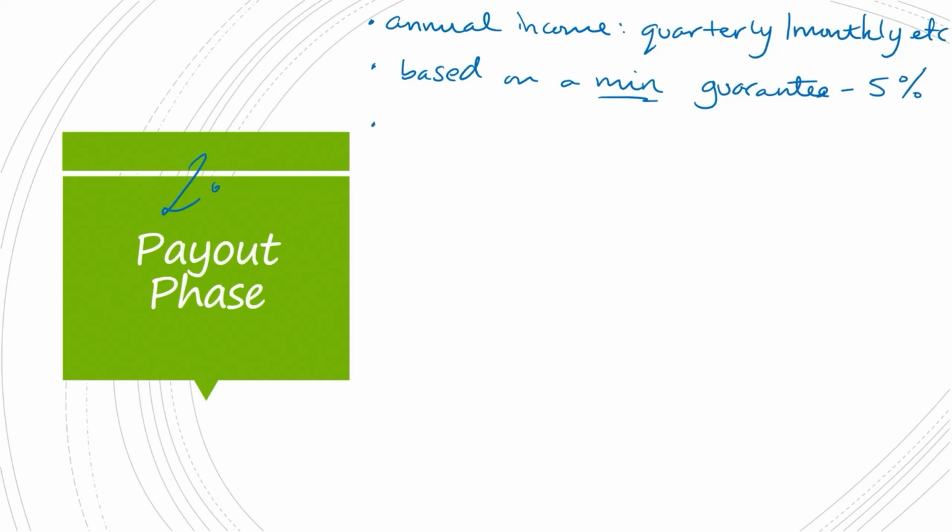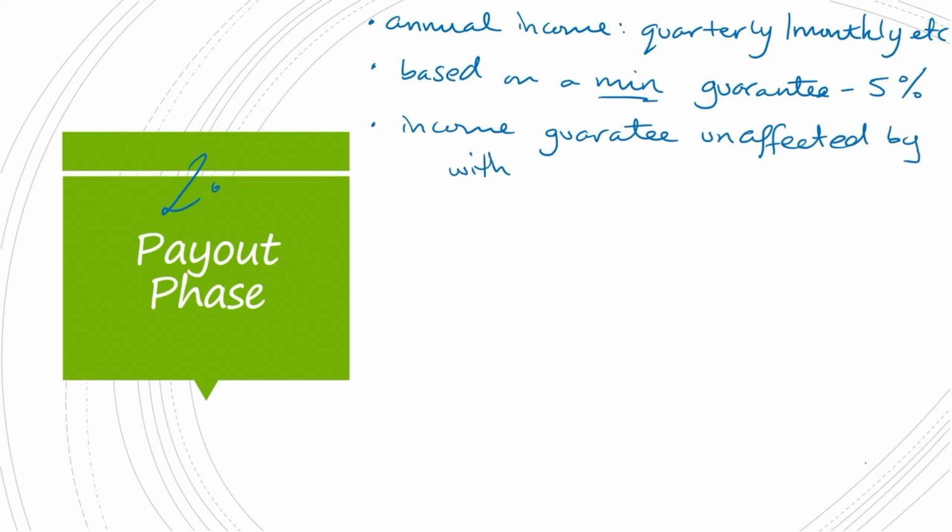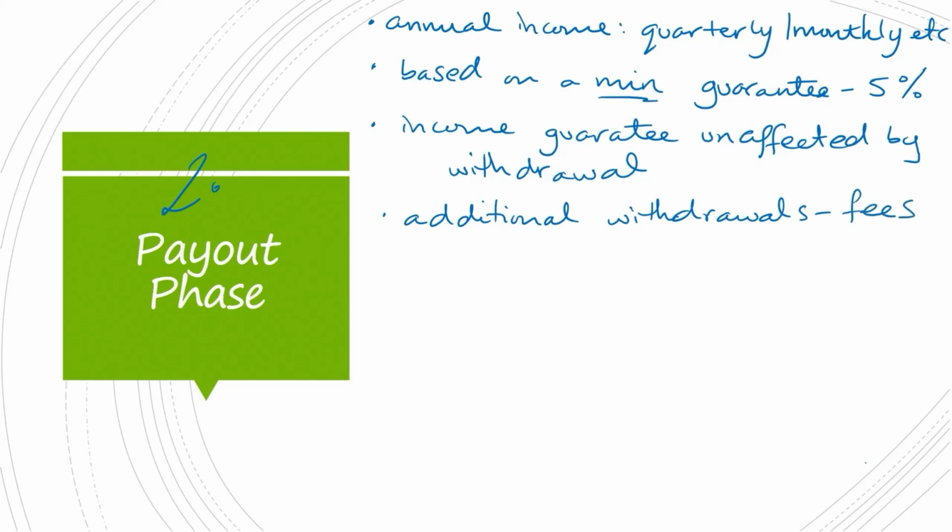And that income guarantee is not affected by withdrawals during this payout phase. It's important to leave it in until maturity, but once you start receiving that income guarantee, it doesn't affect your guarantee. Now, you can make some additional withdrawals during this phase, but when you make additional withdrawals, just like when you make withdrawals during the savings phase, they can possibly reduce your future income. And during the payout phase, they actually are also subject to fees. So it depends on the contract, but there might also be fees for these additional withdrawals.